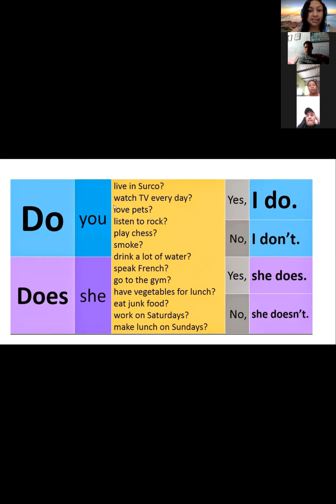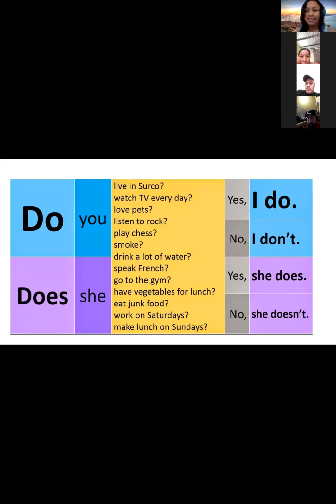I, okay, en este ejercicio el único ejemplo es con I, pero yo puedo ocupar esta forma para hacer preguntas con el sujeto I, you, we, they, okay. It's the same structure. Okay, esa es la misma estructura para estos cuatro sujetos. I, you, we, they. When it's a positive answer, yes, I do. Yes, we do. Yes, they do. Yes, you do. Okay. When it's negative, no, I don't. No, we don't. No, they don't. No, you don't.